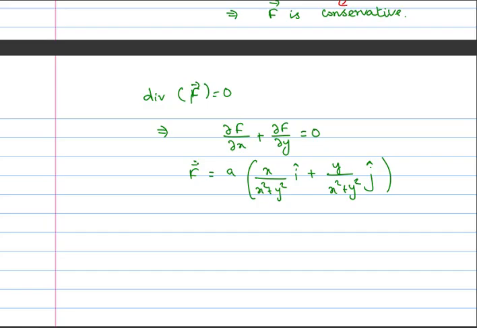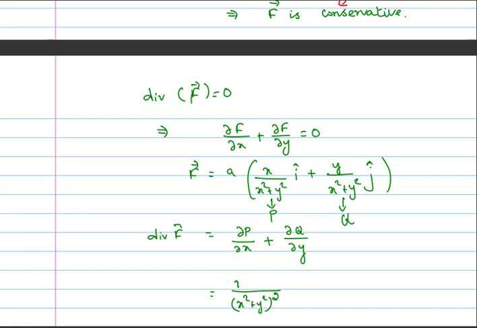Now I want to calculate the divergence. I have already taken this as p and this as q. So the divergence of the vector F is dou p by dou x plus dou q by dou y. So dou p by dou x, what will come? The denominator is x square plus y square the whole square, and you take the derivative with respect to x only.